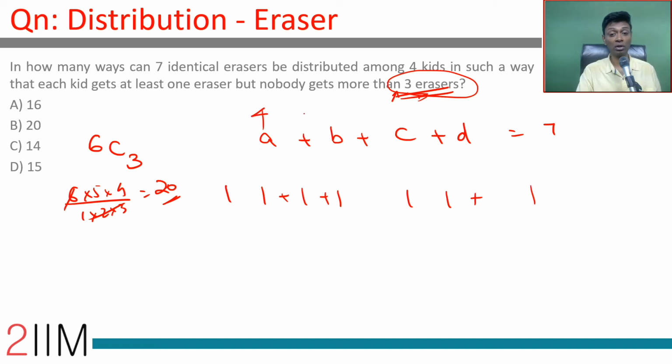If this kid gets 4, each of them has to get 1 because at least 1 is required. Only one way this kid can get 4. Nobody can get more than 4. So the only possibility is 4111. That could be 1411, 1141, 1114. One kid could get 4 erasers. It could be any one of the 4 kids. So from 20, subtract 4. We have 16 ways of doing this.